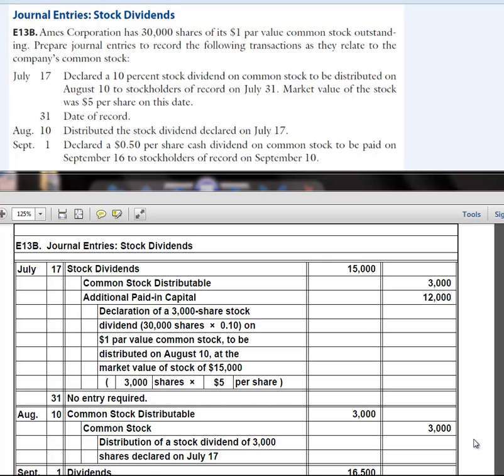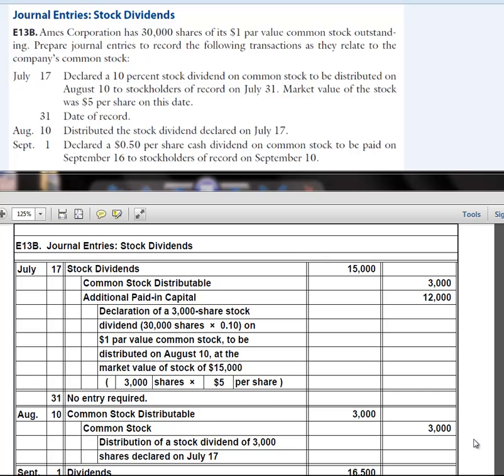On July 17th, that is our declaration date. So on that date, the Board of Directors said we are going to pay stock dividends to our common stockholders, and we're going to pay a 10% stock dividend. So this is different than cash dividends. We're going to be issuing more stock instead of issuing cash.